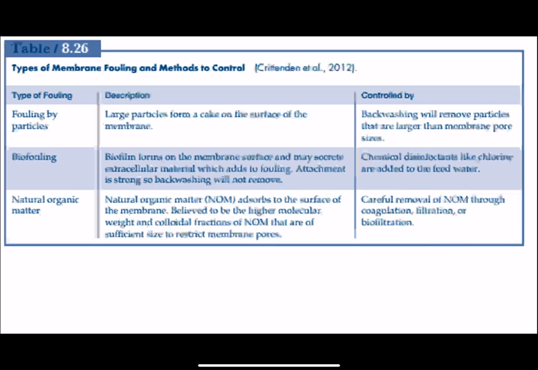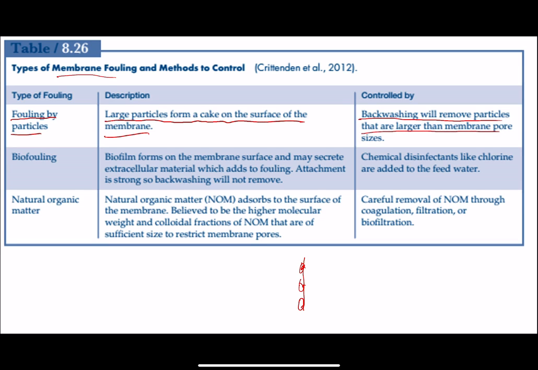What are the problems? Of course, if you have a membrane, you will have some membrane fouling. And how could you control it? I'll show this table that shows fouling by particles. Remember, you have a membrane and you have pores, and these pores are now plugged with particles. We call this fouling by particles. Large particles form a cake on the surface of the membrane. While there is a cake on the membrane, nothing goes through, so we have to clean this up. We should do a backwash to remove particles larger than the membrane pore size, cleaning all the cake from the surface of the membrane.